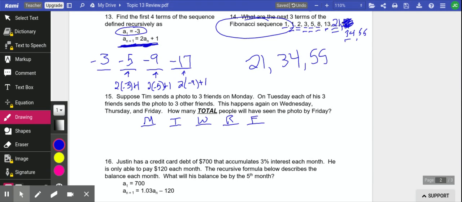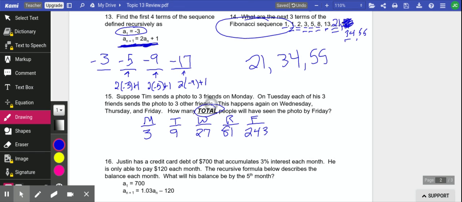So on Monday, 3 friends have seen it. Each of those friends sends it to 3 more people, so we need to multiply. So 3 times 3 is 9. Tuesday, 9 more people have seen it. Each of those 9 people sends it to 3 new people, so multiply by 3. So Wednesday has 27. Multiply that by 3. 81 new people see it on Thursday. And on Friday, times that by 3, 243.